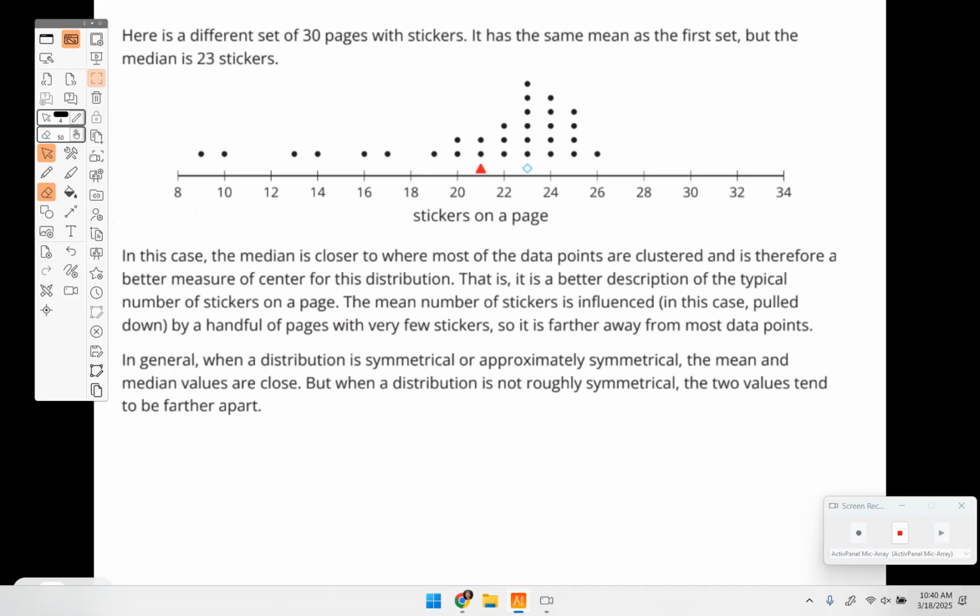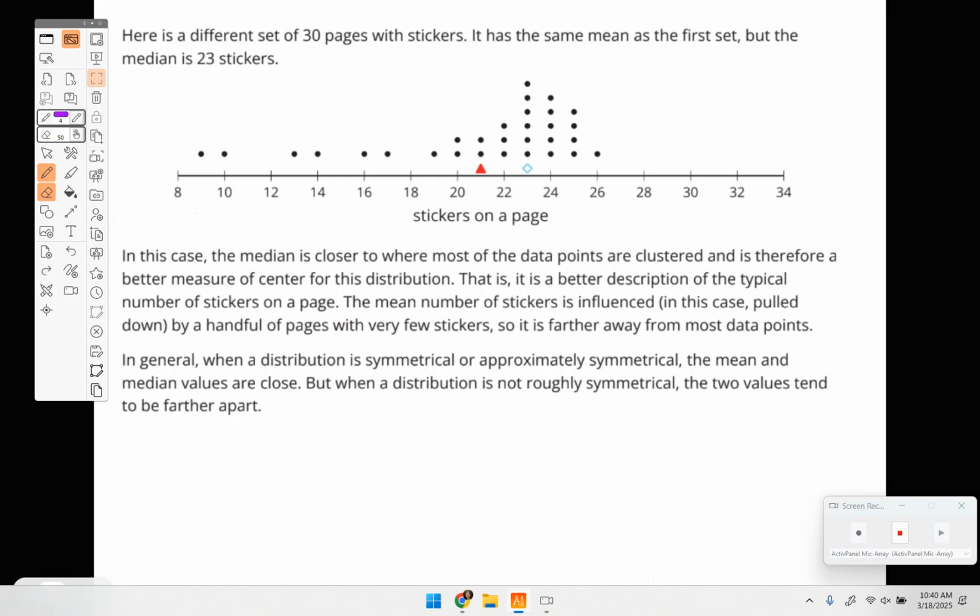All right. Here is a different set of 30 sticker pages. It has the same mean as the first, but the median is closer to 23. What do you notice also about your data? Is it centered? Bell curve. It's also still close together. Kind of close together, but what, Nora?